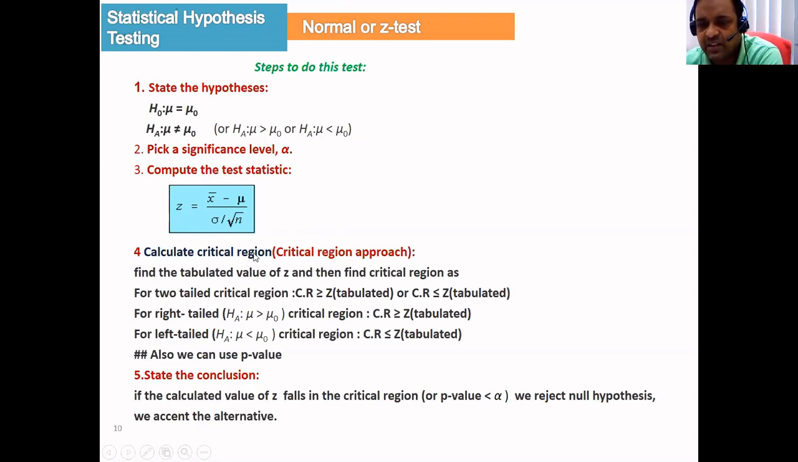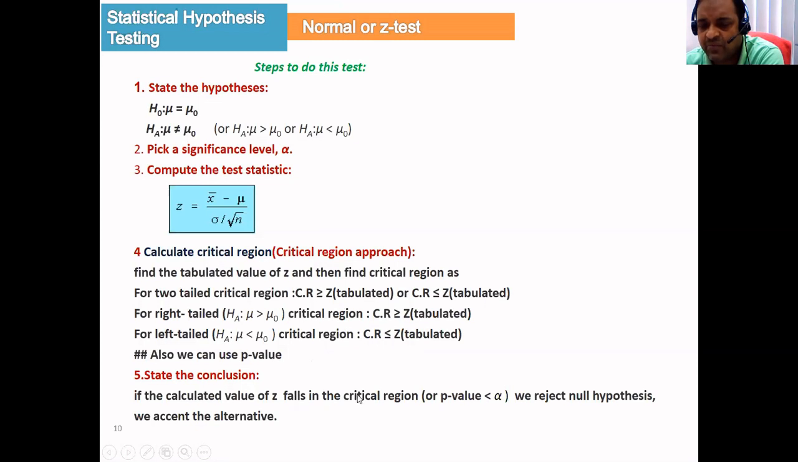Then you have to find the critical region at the conventional level, or you can use the p-value. How can we find the critical region? We will do the critical region for the tests better when we have a practical example. For a two-tail test, normally the critical region is greater than the positive tabulated value. For the right tail, the critical region is greater than the tabulated value, and for the left tail, it is less than the tabulated value. We can also do the p-value, which we'll do in detail.